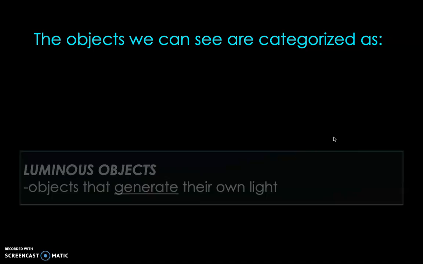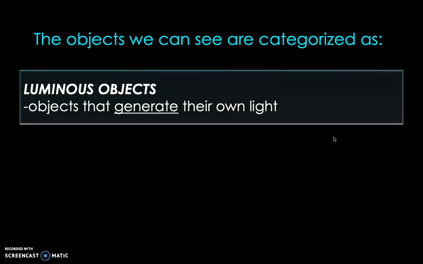Now, the objects that we can see are categorized as either luminous objects. Luminous objects are those that are capable of generating their own light. Best example would be the sun, right? Because there are nuclear fusions happening in the sun's core, and as a result, it generates tremendous amount of energy in the form of light energy, mostly, right?